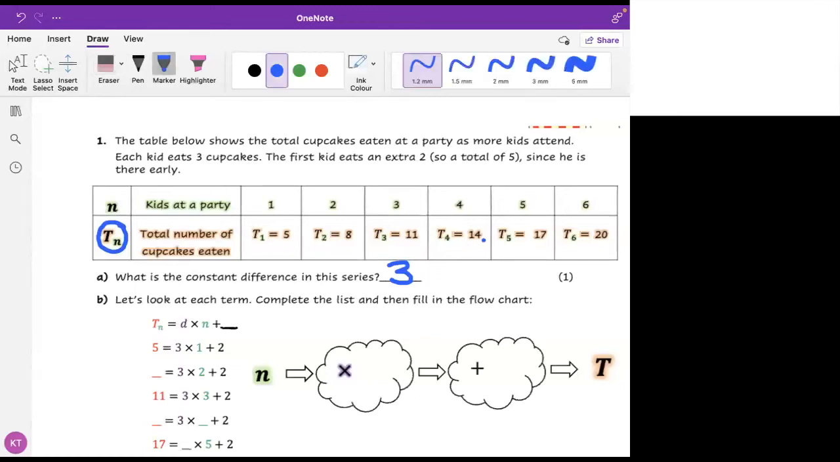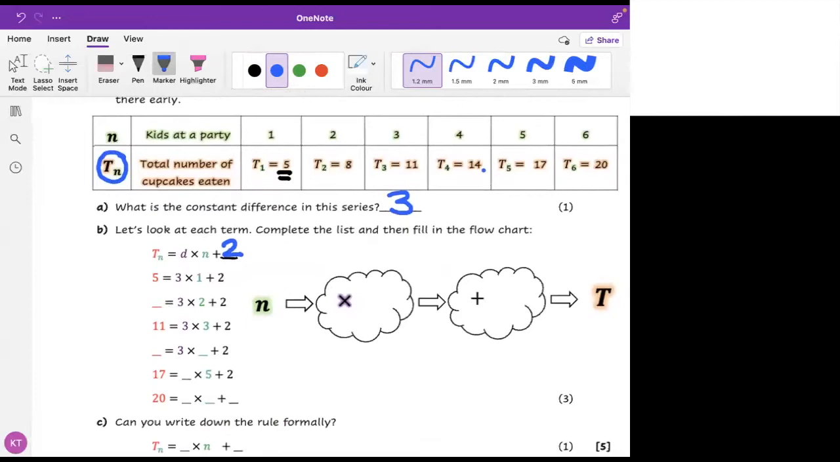So in other words, if we take this back, I know that Tn is 5. It's equal to, we worked out the difference just now was 3, times, for this first column when the Tn was 5, what was n equal to? n was equal to 1. So what do I need to add? 5 is equal to 3 times 1. What's 3 times 1? 3 times 1 is 3. 3 plus 2 will give me 5. So here I'm going to say to myself, Tn is equal to d times n plus 2.